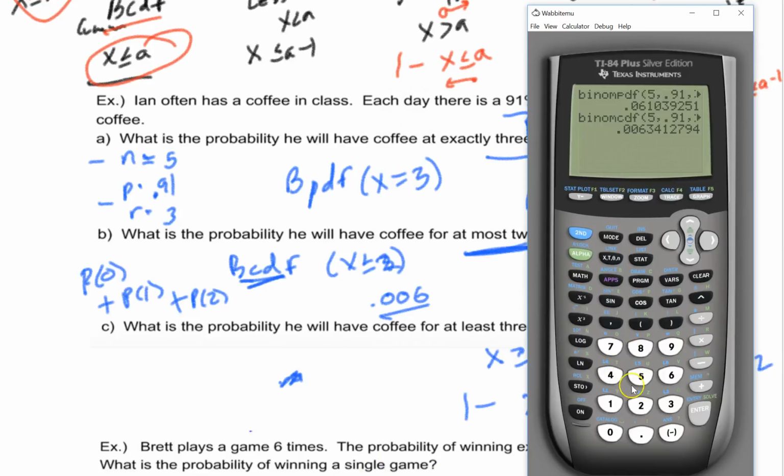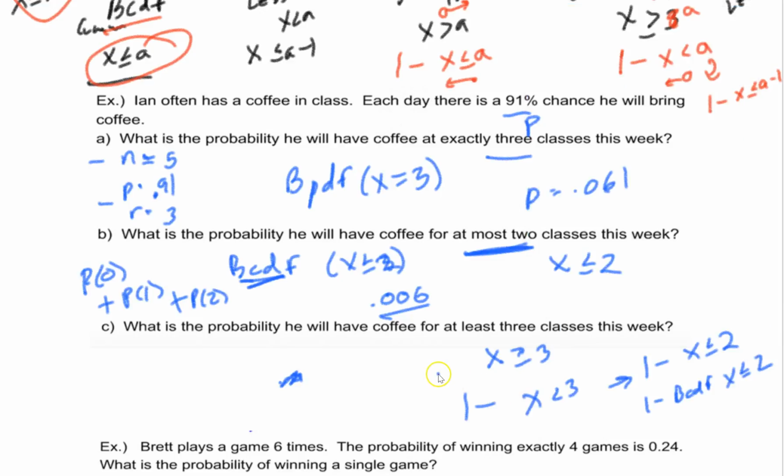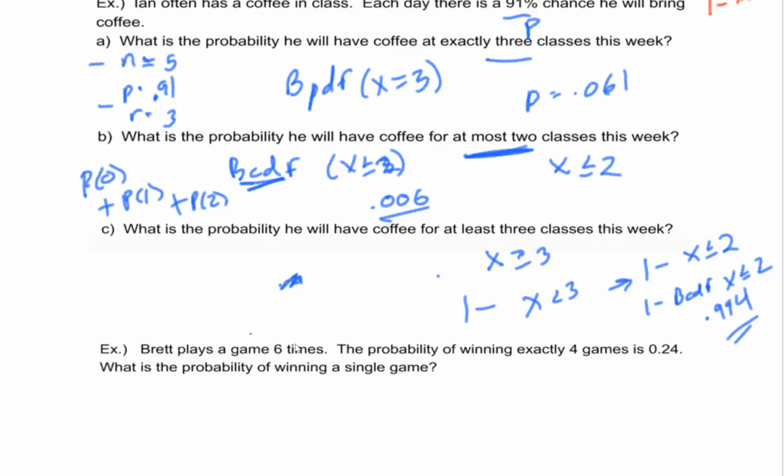So my calculator, I'm gonna go 1 minus. Now look, we already did it. I'm just gonna click up there. Did that earlier. 0.994. You can also, if you notice, these are opposites of each other, or complements of each other, so you can just do it that way, 1 minus that answer. But that's a basic binomial question. Let's do a couple more.